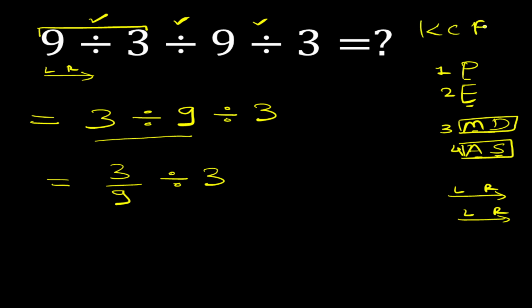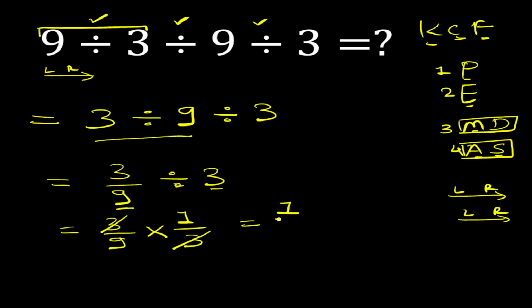Now according to KCF rule, K means keep this first fraction as it is same, 3 upon 9. Then C means change this sign from division to multiplication. And F means flip this second fraction, 3 upon 1 to 1 upon 3. Right? Now cancel this 3 by 3. So final answer is 1 upon 9. So 1 upon 9 is the correct answer.